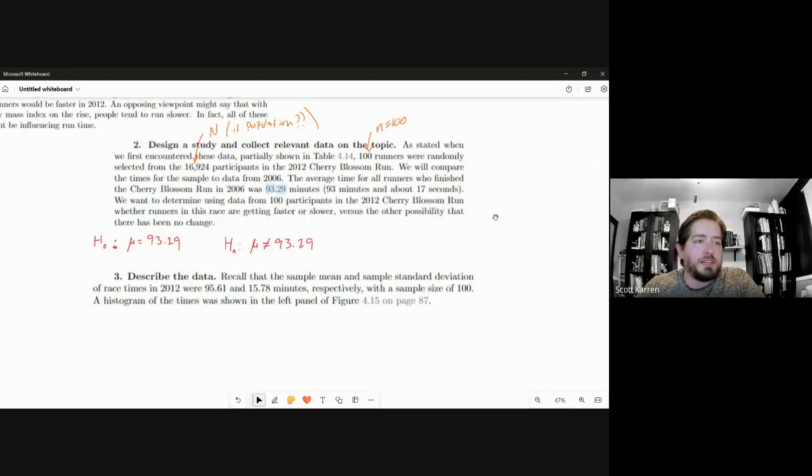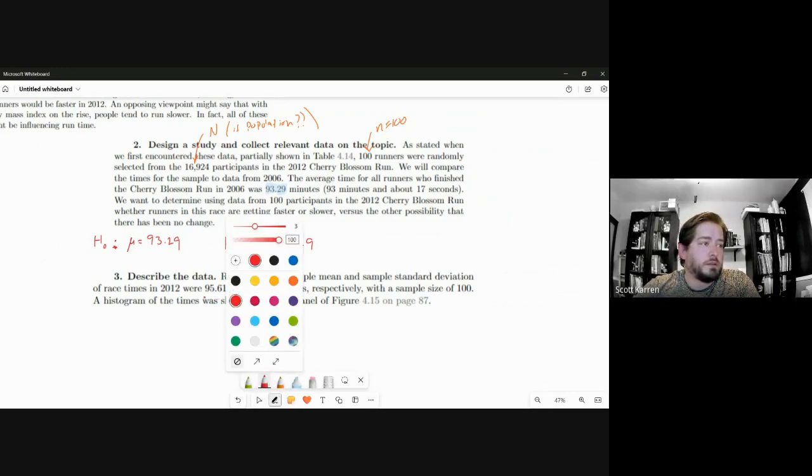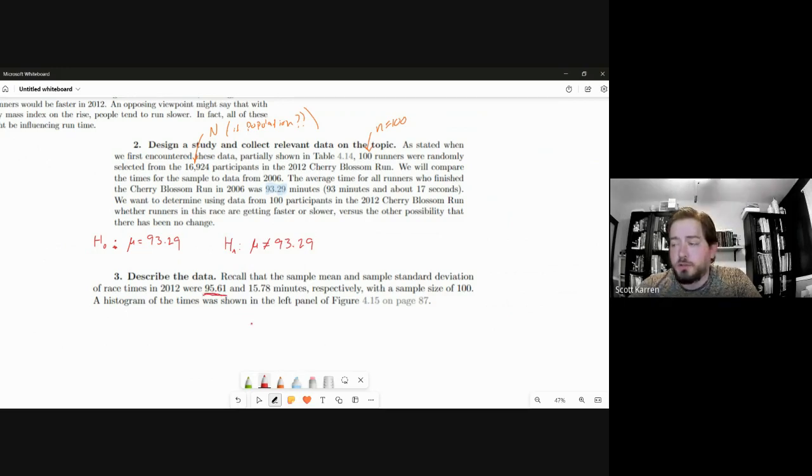The sample mean and sample standard deviation of the race times in 2012 were 95.61, which is longer. So as far as this test is concerned, we've already excluded the possibility of showing that people are faster. And then we have the sample standard deviation of 15.78, and then, of course, our sample size of 100.